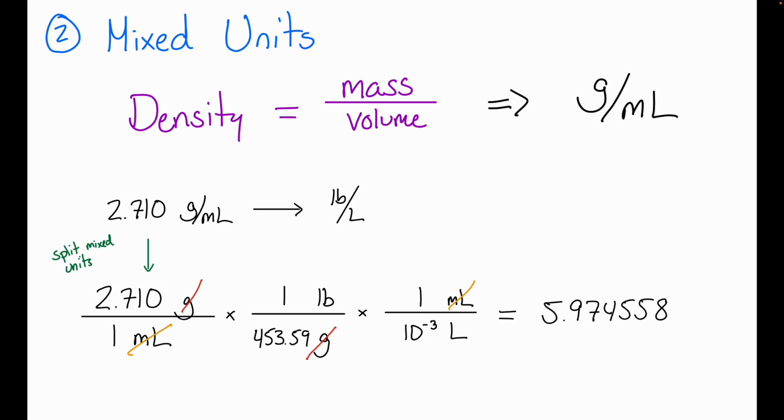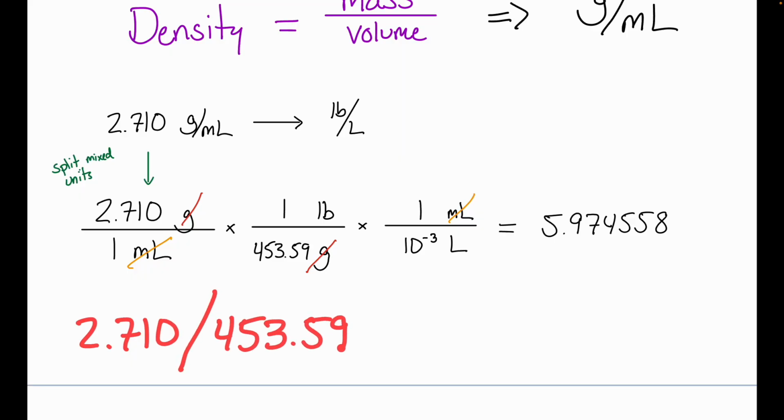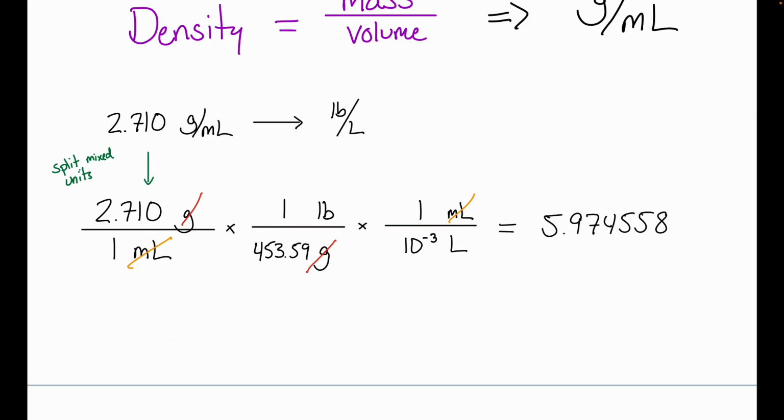Cool? All right. Importantly here, I didn't really say this initially, so let me just be clear. We have 2.710, and then we have 1 over 453.59. That means when I punch this into my calculator here, I say 2.710 divided by 453.59, because it's on the bottom of that divisor, right? And then divided by 10 to the negative 3. That's what I'm punching into my calculator, okay? Because again, it's underneath these divisor signs here.